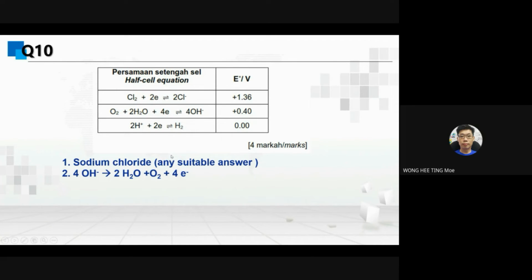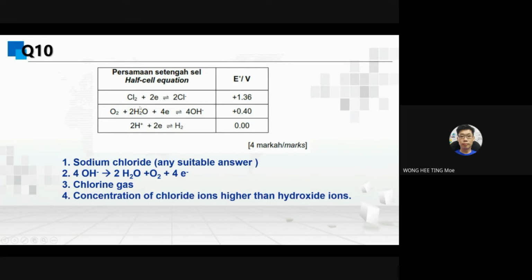The hydroxide no more discharges, right? You will change to chloride, right? It forms chlorine. Means that now the chloride ions will be selectively discharged, because the concentration of chloride is higher than the hydroxide ions.